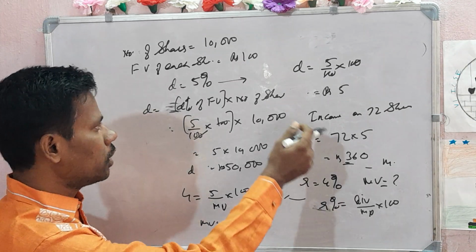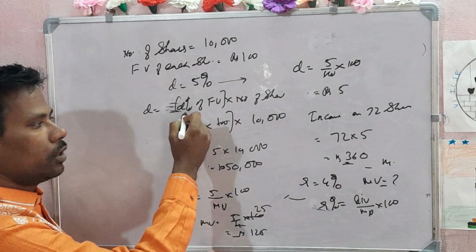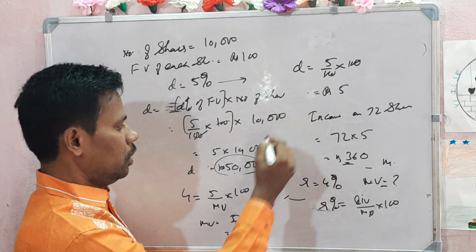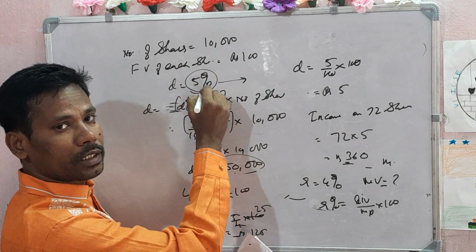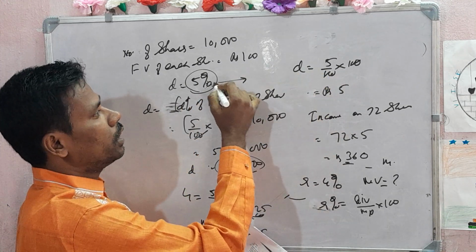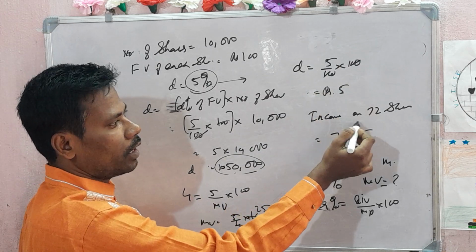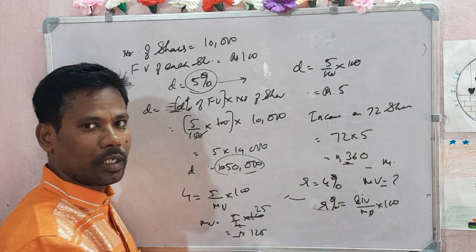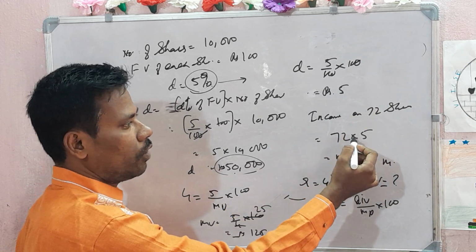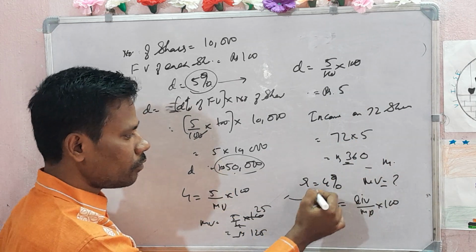It's very simple, students. From this, the number of shares is given. Using this formula I got the dividend as 50,000. Going for basics, what is the meaning of D equal to 5%? Dividend per 1 share is 5 by 100, that is rupees 5. So income on 72 shares: the person is putting 72 shares, so how much will he get? 72 into 5 is 360.